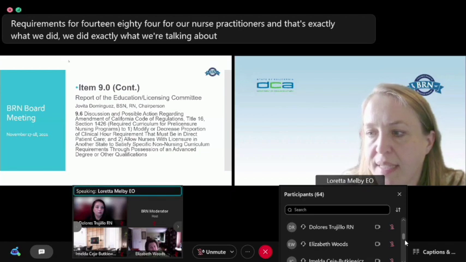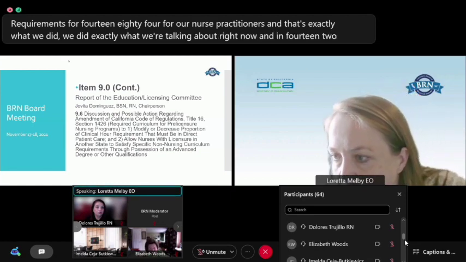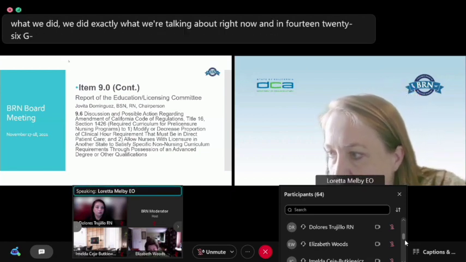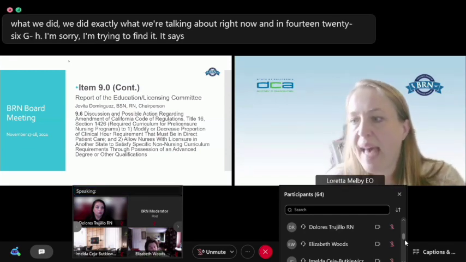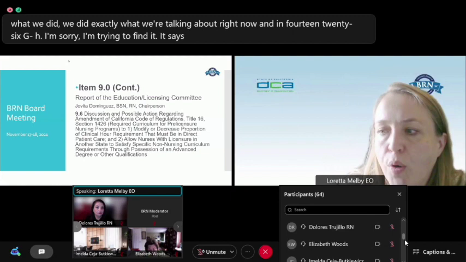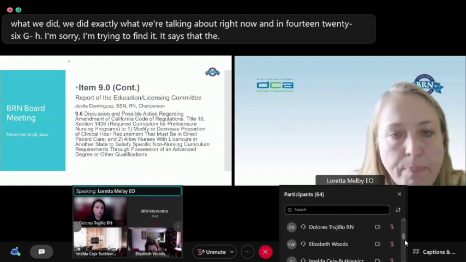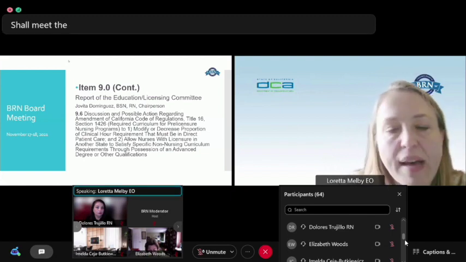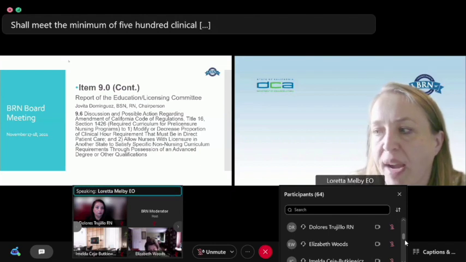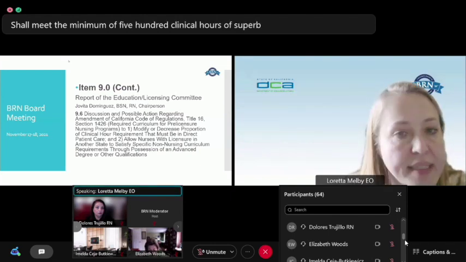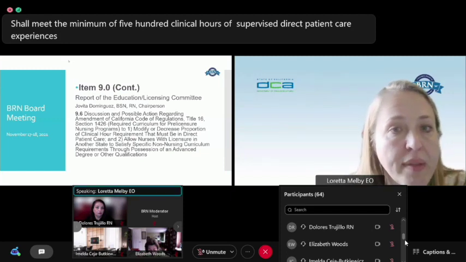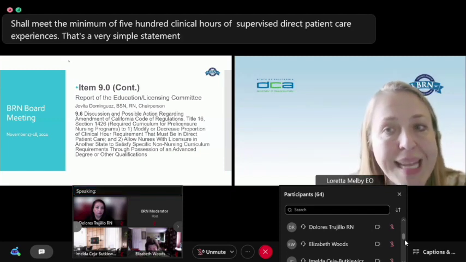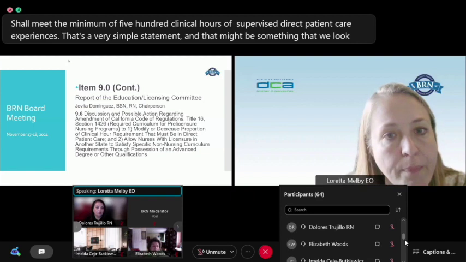And in 1426 G or H, I'm sorry, I'm trying to find it. It says that the program shall meet the minimum of 500 clinical hours of supervised direct patient care experiences. That's a very simple statement, and that might be something that we look at for our pre-licensure, align that with our APRN.